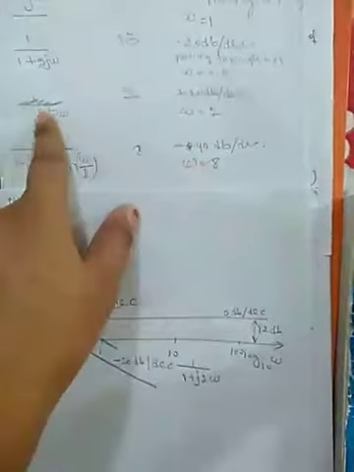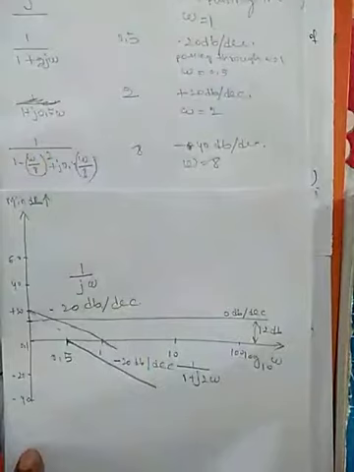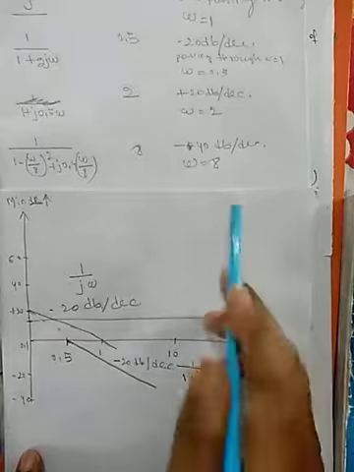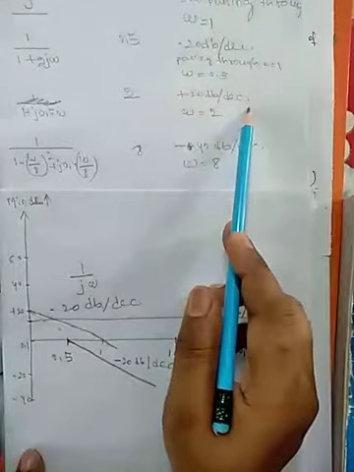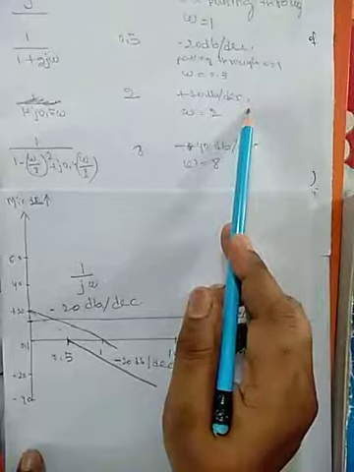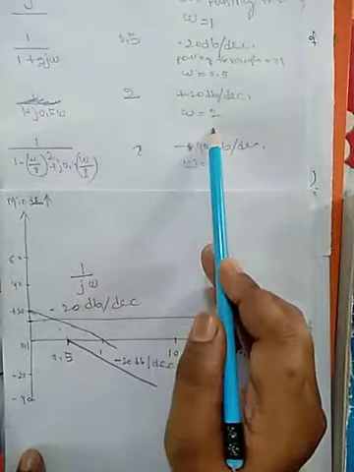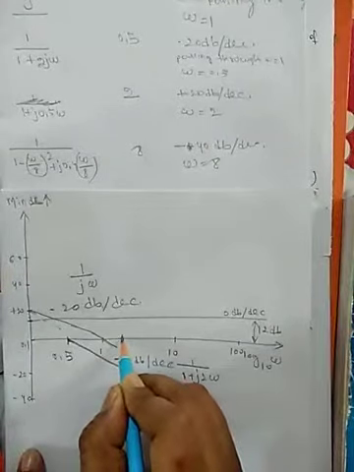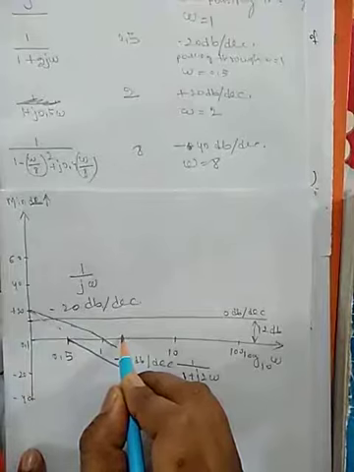we draw for the fourth factor, 1 plus j 0.5 omega, a simple zero. For this factor, the magnitude versus frequency curve is a straight line having the slope of plus 20 dB per decade, passing through omega equal to 1, and starting from corner frequency omega equal to 2. Let this one be 2. So starting from this point, you draw a slope of plus 20 dB per decade.